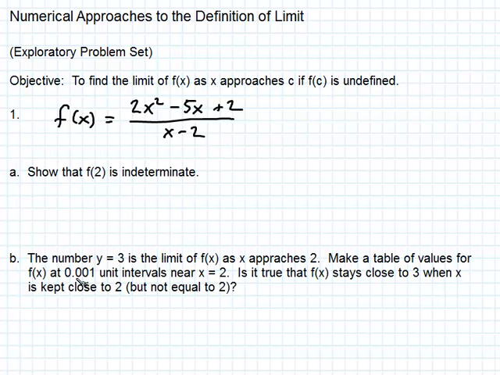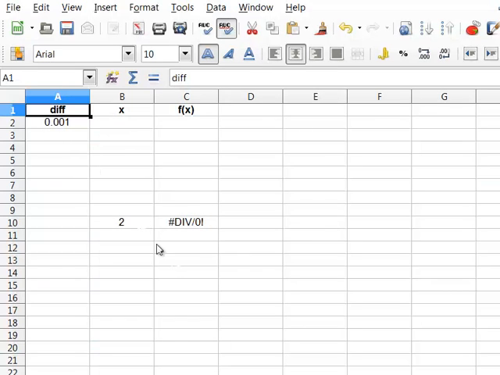Okay, they're making the claim here that y equals 3 is the limit of the function as x approaches 2. All right. Make a table of values for f of x at 0.001 unit intervals near x equals 2. And is it true that f of x stays close to 3 when x is kept close to 2 without equaling 2? We know it can't equal 2. So in other words, let's create a table, let's use a spreadsheet, and let's set the interval here equal to 0.001. Okay, I've started off a spreadsheet here.